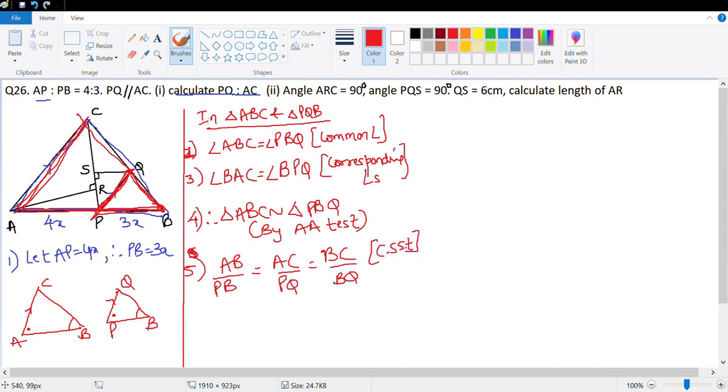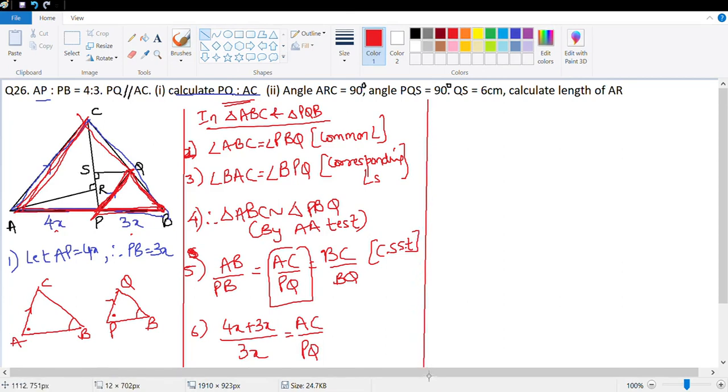CSST. We need to find PQ upon AC, which means this is what I need to find, and AB is given equal to 4x plus 3x. So 4x plus 3x, that's 7x. PB is given equal to 3x, and AC we don't know, that's the ratio we need to find. AC upon PQ, which means 7x upon 3x, which means 7 upon 3 is equal to AC upon PQ.